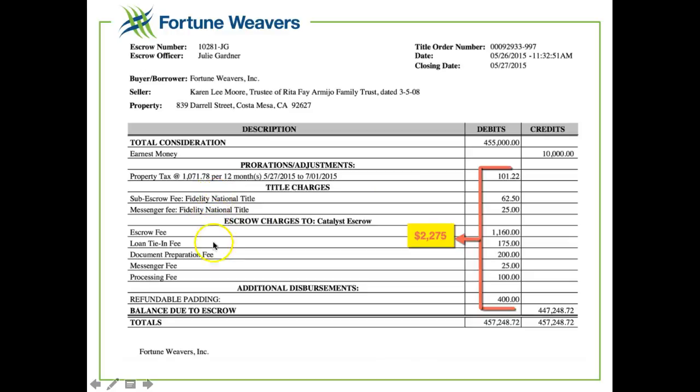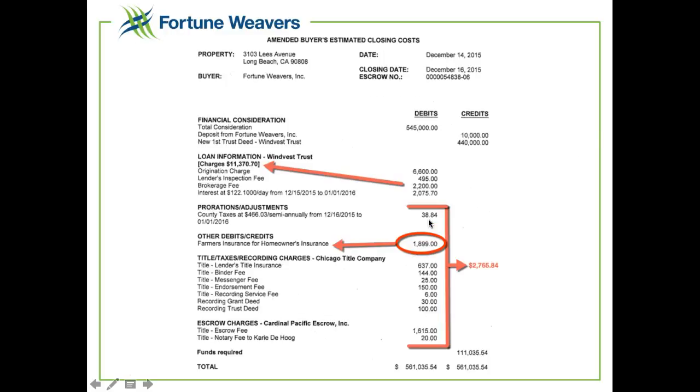You're going to have your title and escrow fees. And then there's the padding. So this is actually probably going to be $400 less. So it'll be closer to $1,875. So if you take that lower number, the $2,275, and you divide it by $455,000, that's about 0.5%. It's not even 1. Let's look at another one.